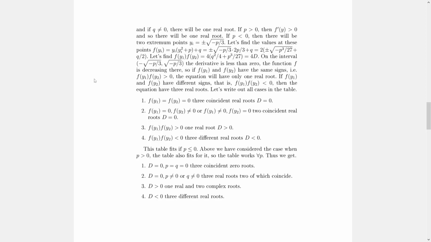If f of y1 and f of y2 have different signs, that is, the product is less than 0, then the equation has three real roots. Let us write out all cases in the table.